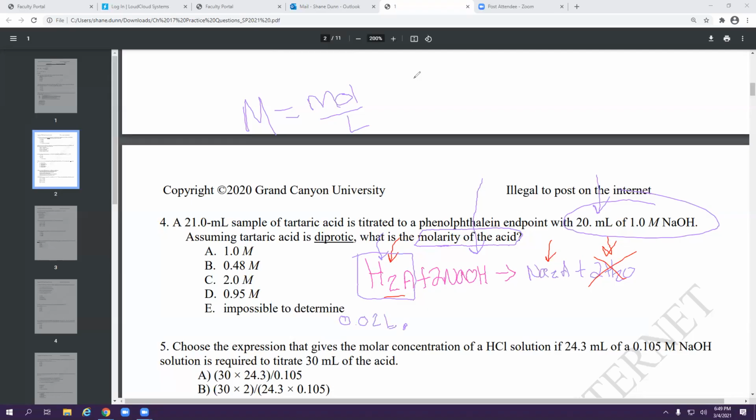Liters. Okay. I got 0.02. Is that correct? Cool. And then 1 mole per liter. That's just the concentration of NaOH, right?